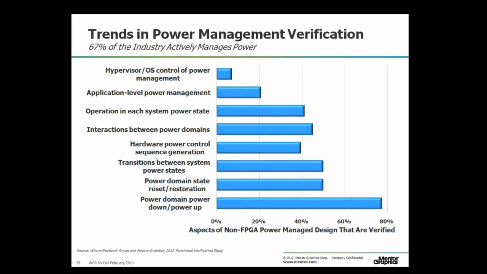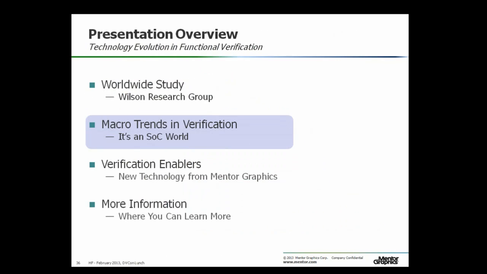From the research group that shows the different levels of power management that people are applying in the design and verification process, 67% of the industry has made low power verification a priority.